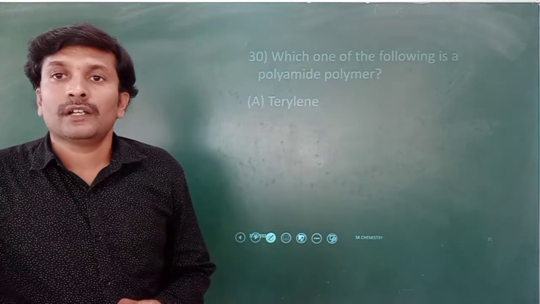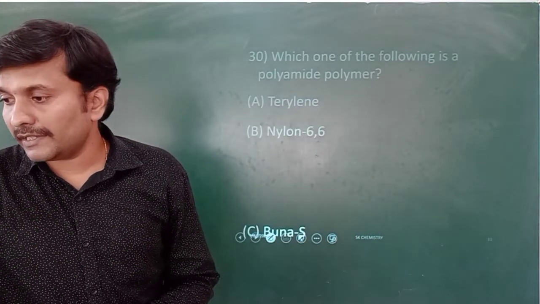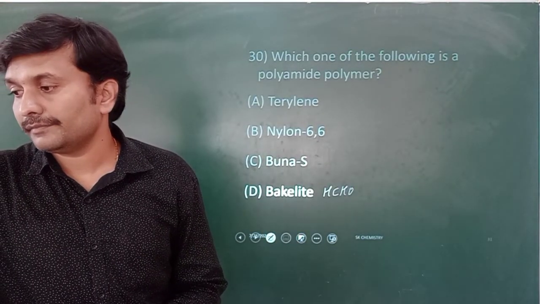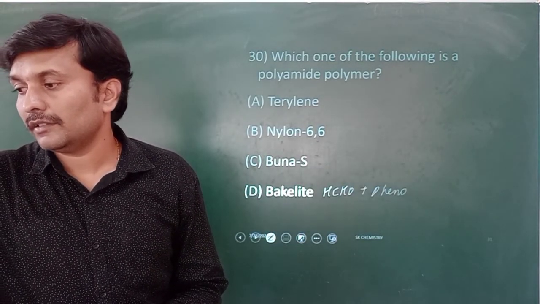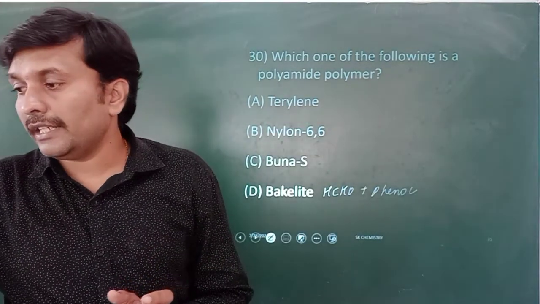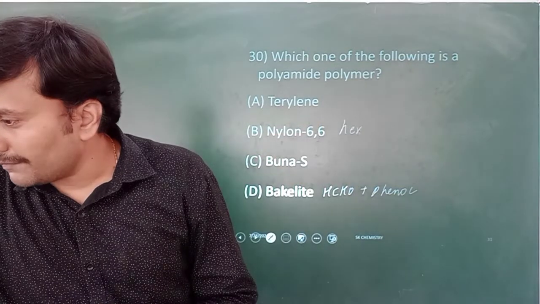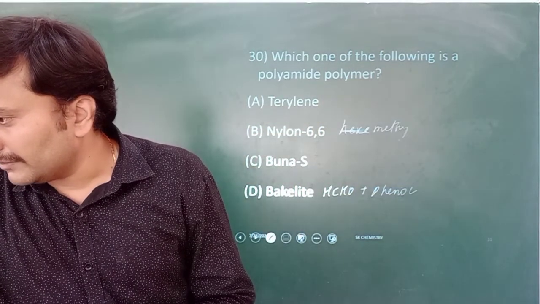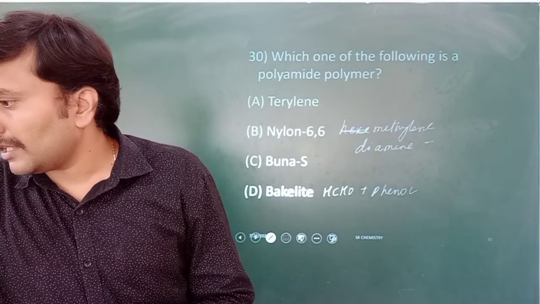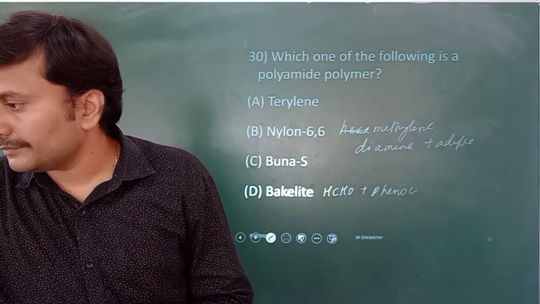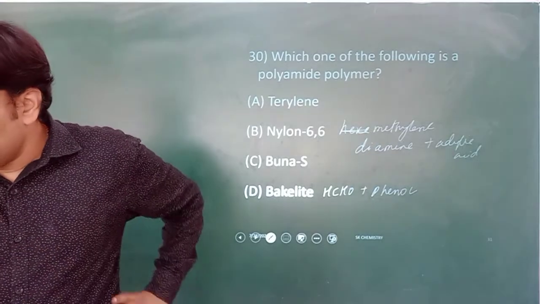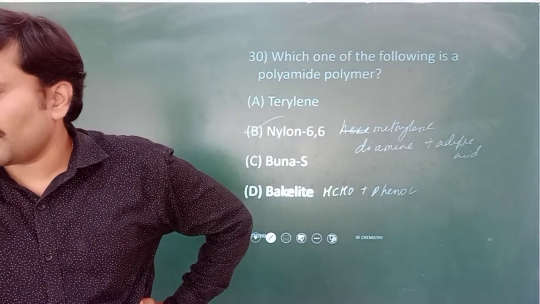Next, which one of the following is a polyamide? Terylene, nylon 6,6, butadiene, bakelite. Bakelite is formaldehyde and phenol. Butadiene and sulfur. Then nylon 6,6 is formed by hexamethylene diamine and adipic acid. So here, in this case, it is nylon 6,6. So which option? Option B.